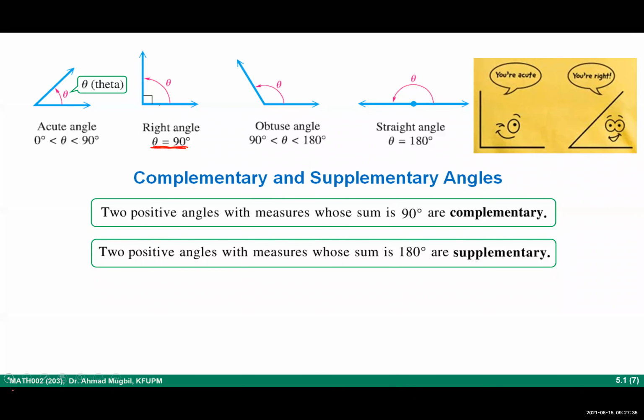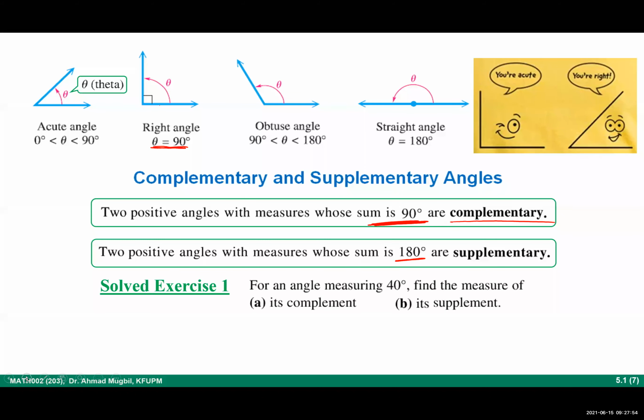Complementary and supplementary. Usually you focus on the first one, not the second one, in this course. When you have two positive angles and the sum of their measures is 90 degrees, they are called complementary. If the sum of their measures is 180 degrees, they are called supplementary. What is the complement of 40, ya shabab? The complement of 40 is 50, because their sum will be 90. And what is the supplement of 40? It is 140 degrees.